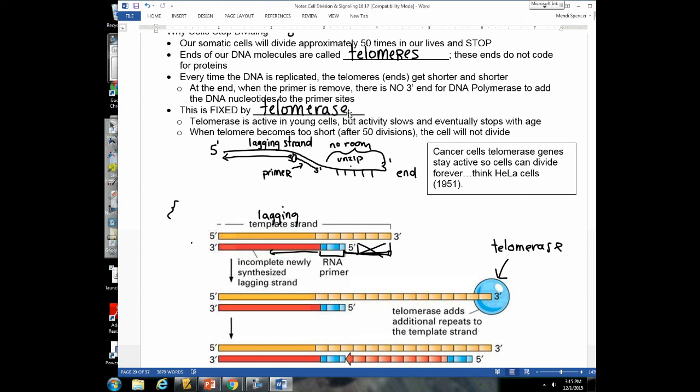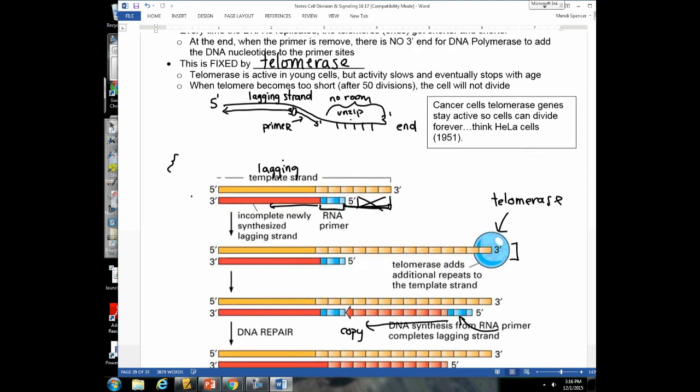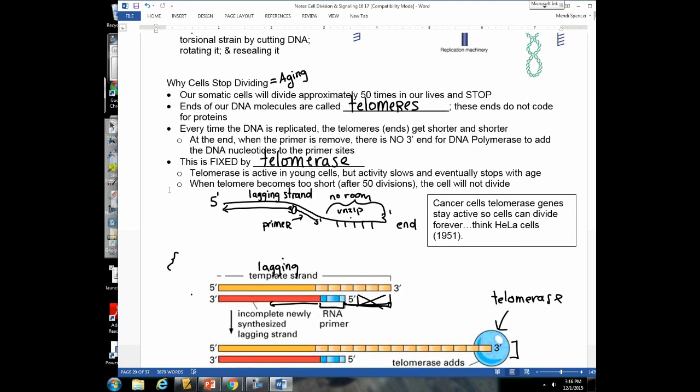What this diagram is showing you is that telomerase can actually elongate this lagging strand, and now there's room. There's room to put the primer, and there's room to copy the end of the DNA. So basically what this is showing you is there's a way for our DNA not to shorten up. We have to produce telomerase, and telomerase will make sure that we can get the ends of our DNA molecules copied.